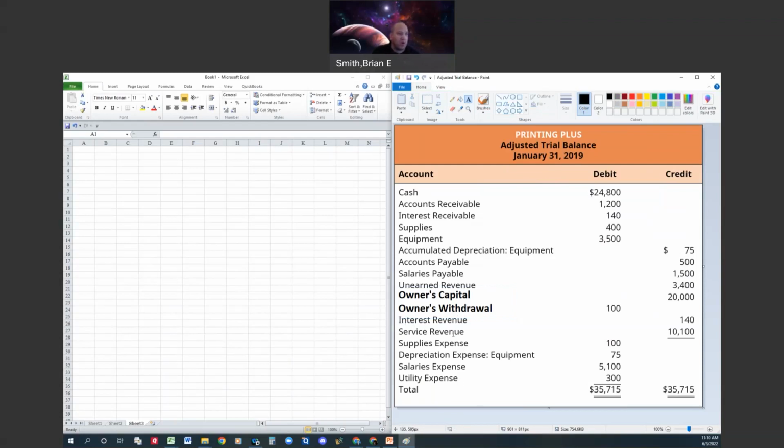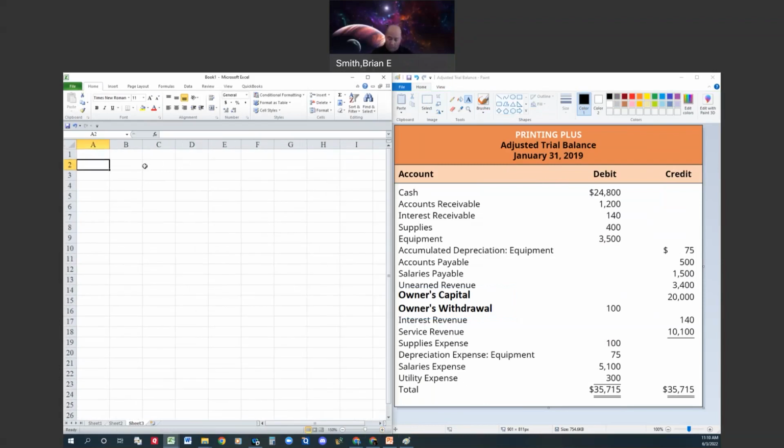We're starting off with our revenues and our expenses. So our first journal entry that we're going to focus on here, and let me go ahead and zoom in, is that we're going to close revenue accounts.